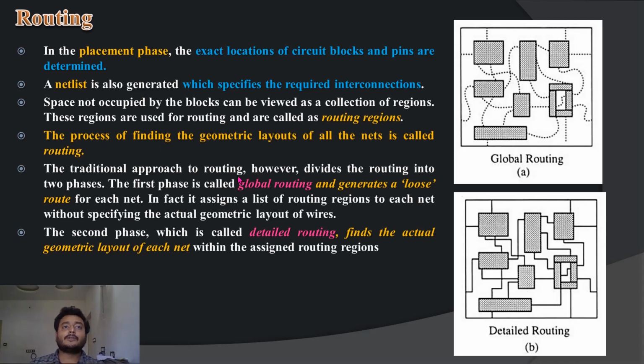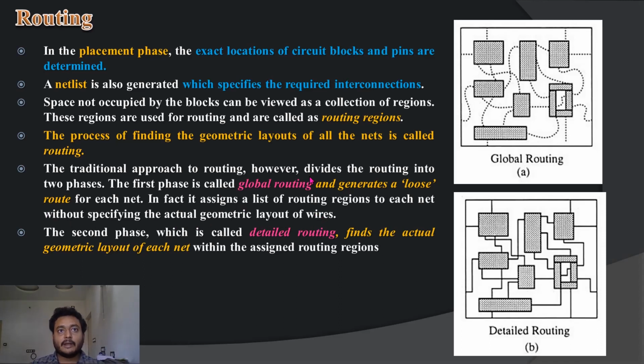The traditional approach for routing is divided into two phases. The first phase we call global routing. Global routing generates a loose route. That means it will try to determine the routes in a logical way, but not at the actual layout level. It's not going to lay down a shortcut path. Global routing generates a loose route for each net. It assigns a list of routing regions, and it does not specify any actual geometric layout of wires.